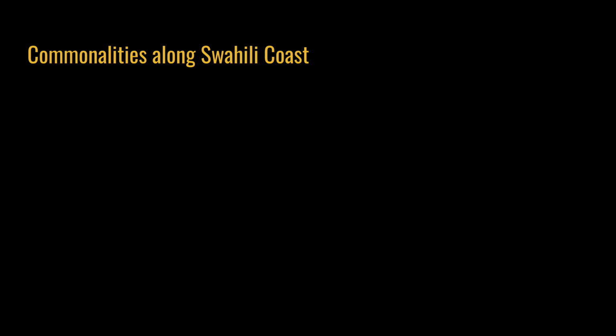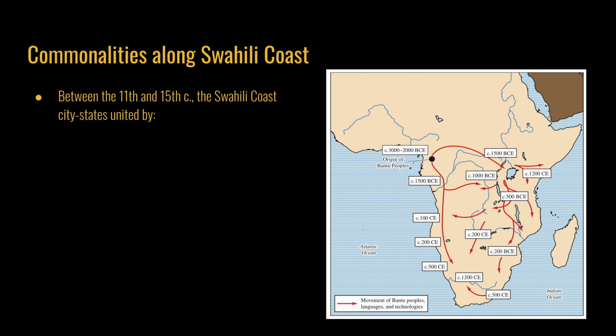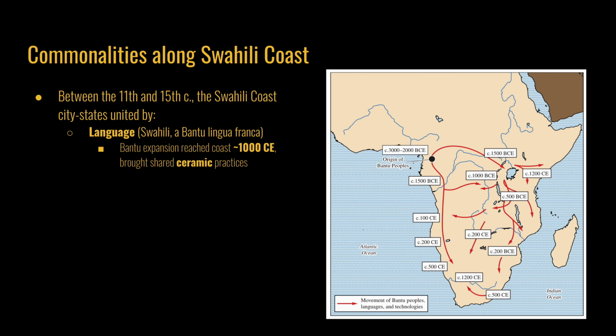Between the 11th and the 15th centuries, the Swahili Coast city-states were united by language. Most people living here arrived in Africa through the Bantu expansion, which originated near the Bight of Benin and follows 2 different migration patterns, one down the western coast and one towards the east and south along the eastern coast of Africa. The Bantu speakers blended their language with Arabic due to the Arabic influence through trade, creating Swahili. Swahili became a lingua franca that facilitated communication and trade among diverse groups.